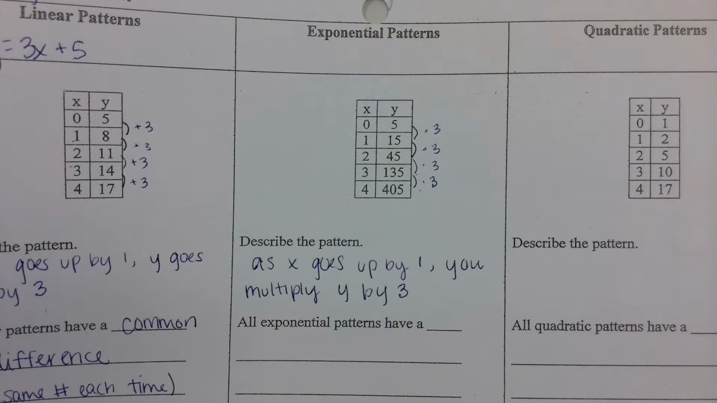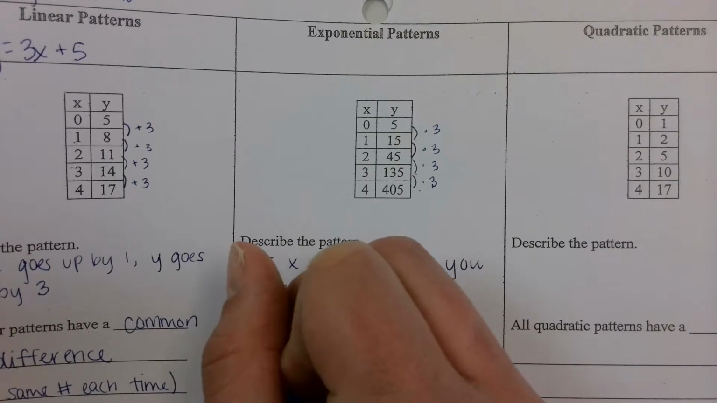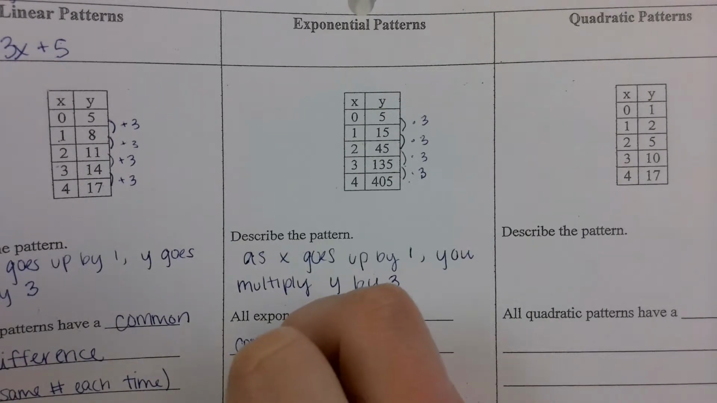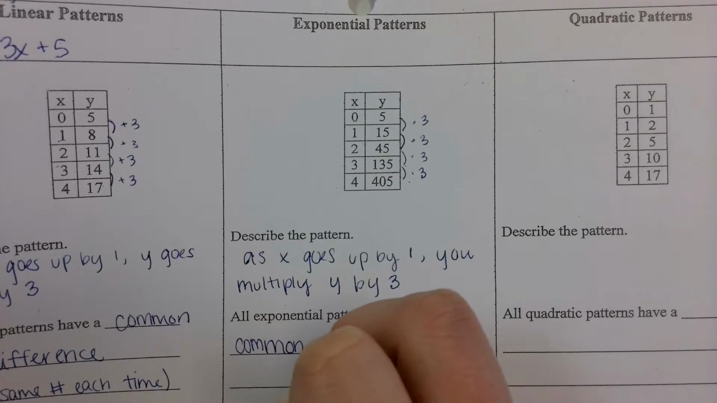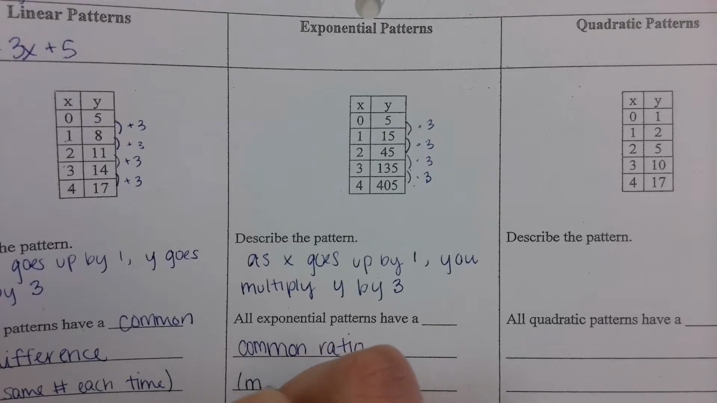So we're going to say that all exponential patterns have a common ratio. So that's what it is when you're multiplying by something, instead of a common difference, where we added each time. It's going to be a common ratio this time. And so do you think that has to be a whole number? No, because you also have exponential decay, and that's getting smaller, right? So we could multiply by fractions as well, and that'll help you get that decay model. So again, we're multiplying by the same number.